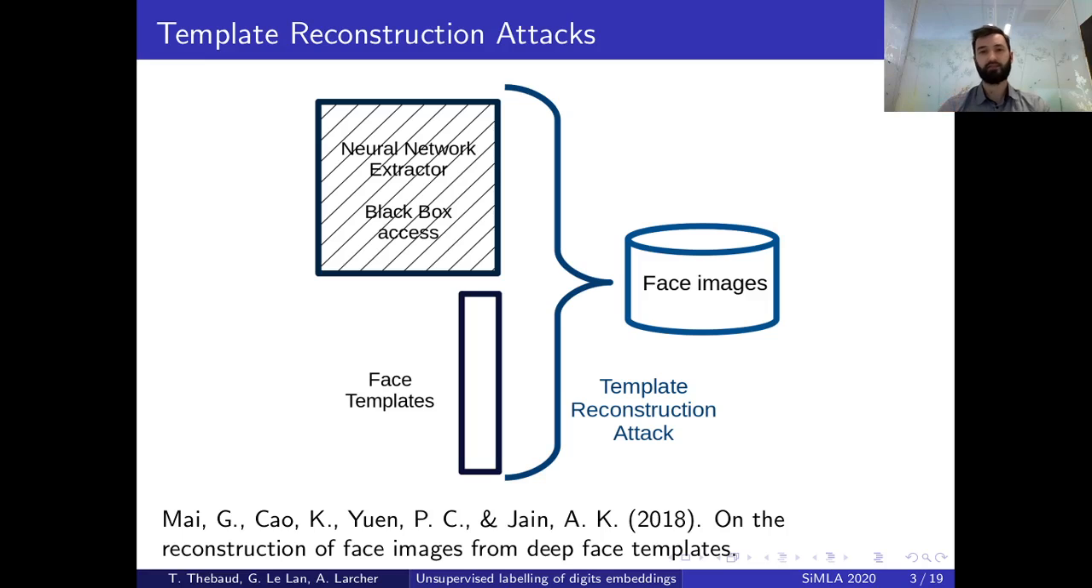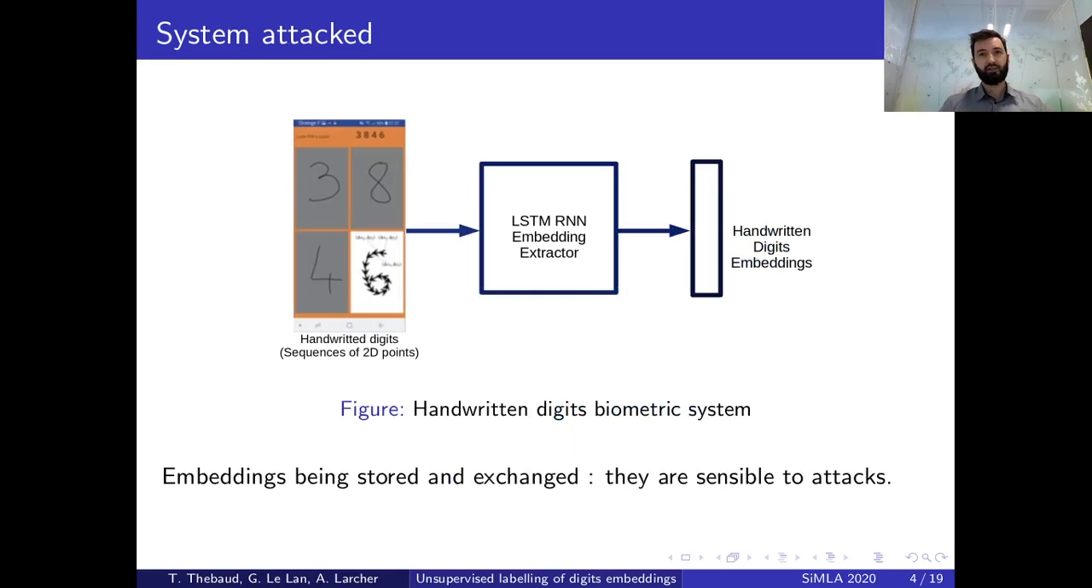Those kinds of attacks show that not only the biometric data but also the other parts of a generic biometric system need to be protected. Here we are going to talk specifically about handwritten digits biometric systems. In our system, we use handwritten digits as a sequence of 2D points, not images, and pass them through an LSTM RNN embedding extractor to compute embeddings that are supposed to contain the identity as well as the digit values of those drawings.